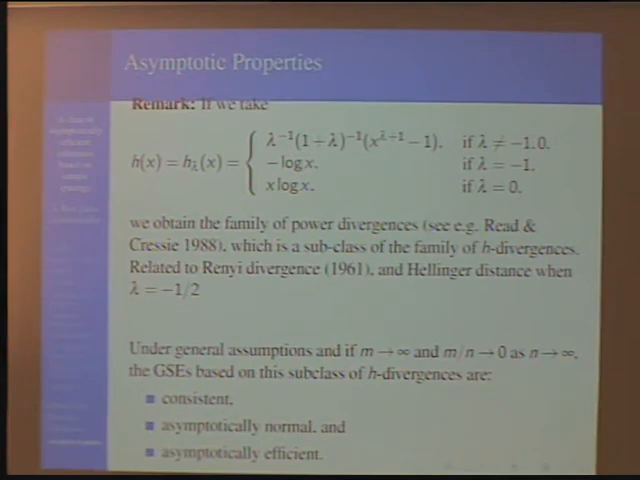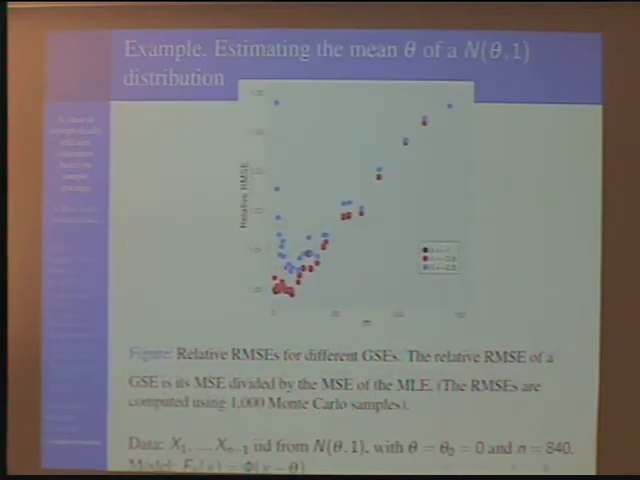These are all long proofs and long results that I'm not going to get into, but here is, for example, the relative root mean square error for different GSEs. I picked, for example, in the power divergence statistics, lambda to be -1, lambda to be 0.9, lambda to be 0.5, and then we are looking at the relative root mean square error of estimators compared to the MLEs.